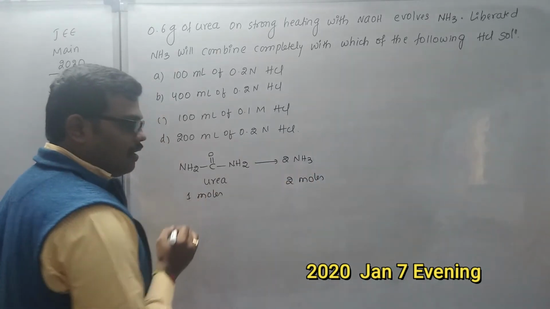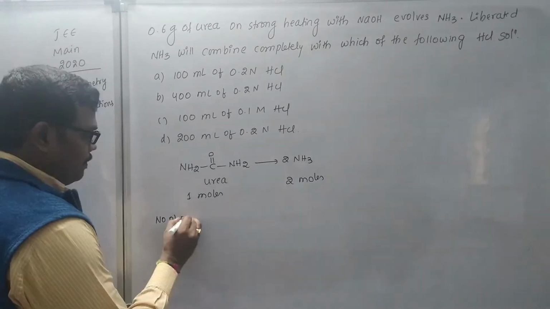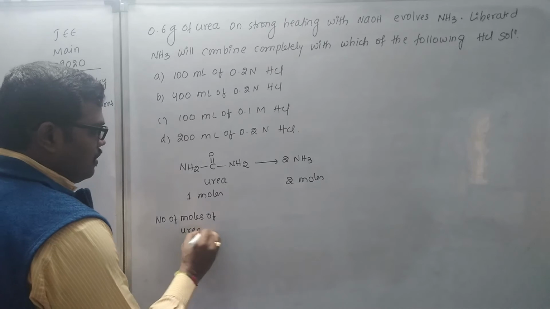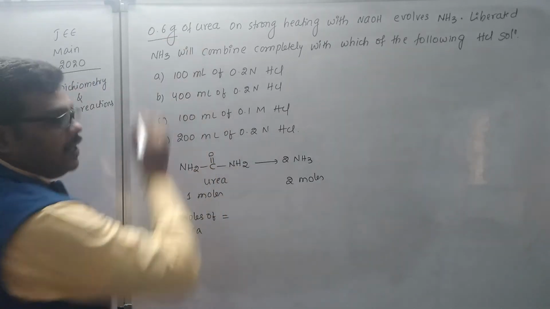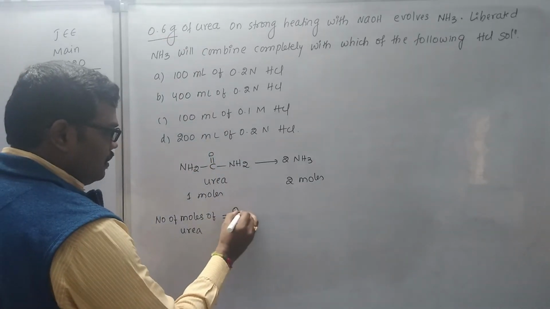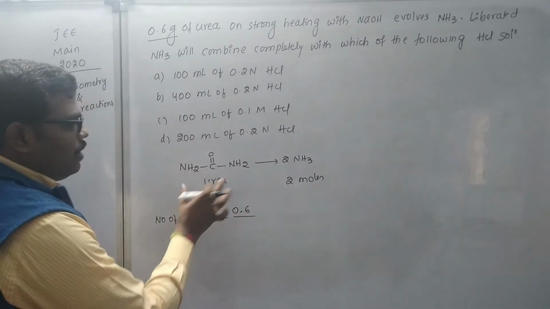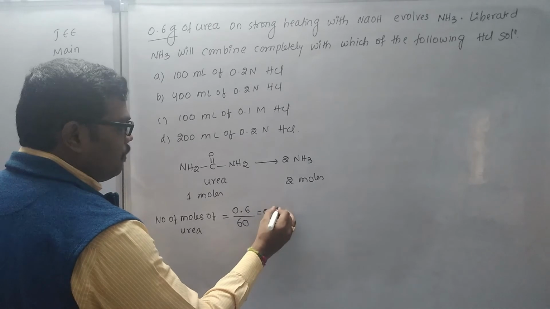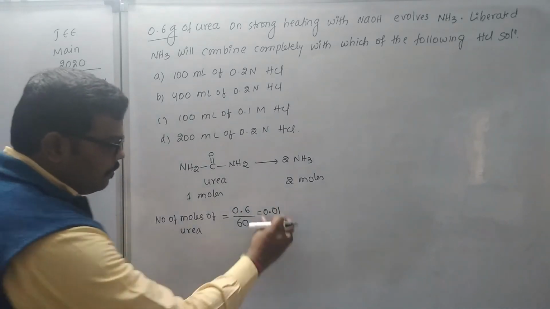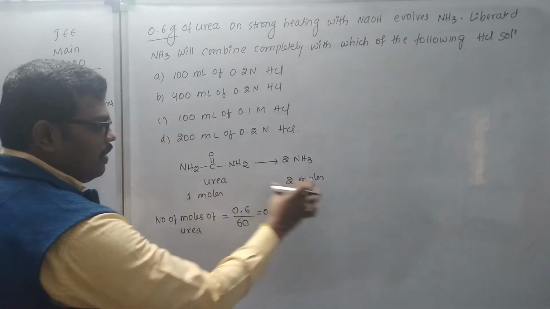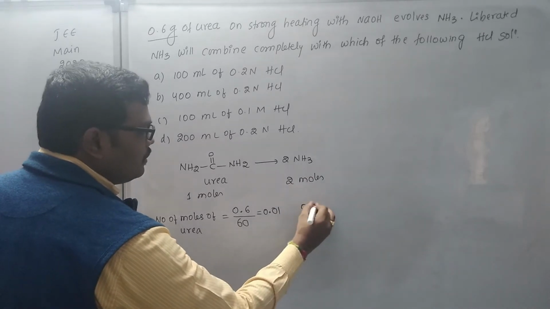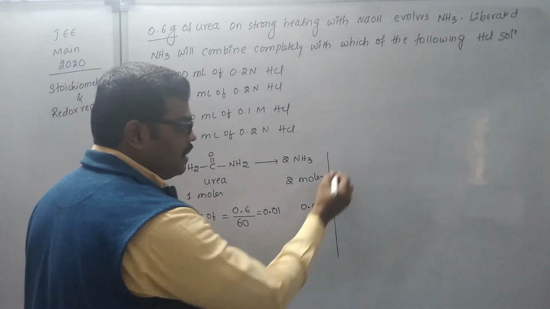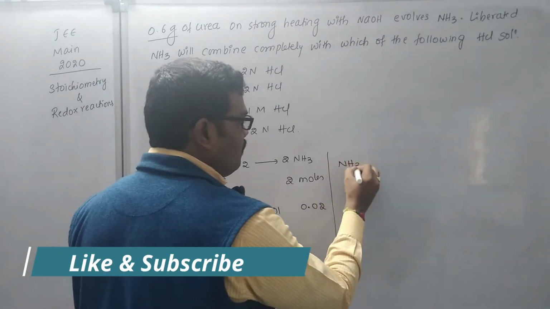So here we need to calculate the number of moles of urea given. Number of moles of urea is equal to given weight divided by molecular mass. What is the given weight? 0.6 grams. 0.6 by the gram molecular mass of urea, which is 60, is equal to 0.01. So 0.01 moles of urea can liberate 0.02 moles of ammonia.